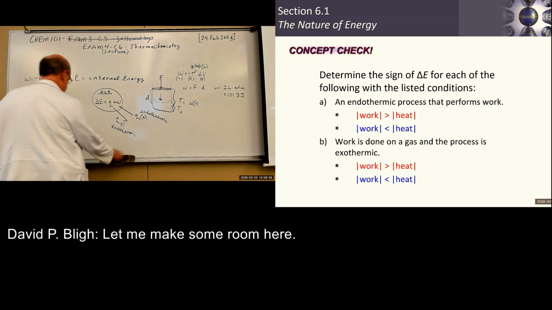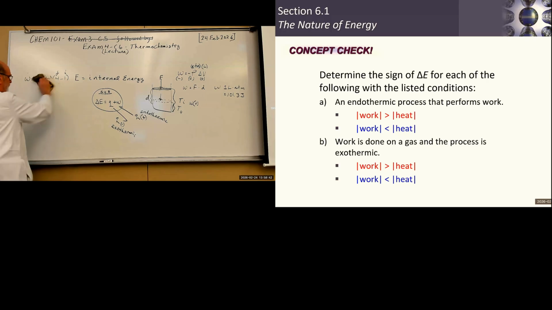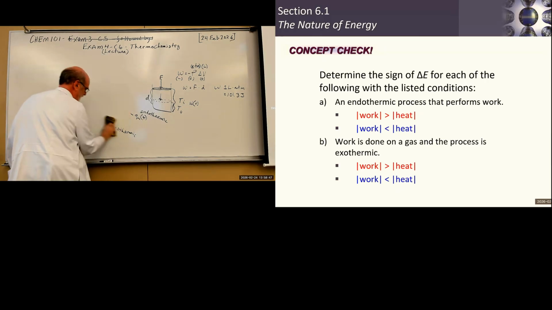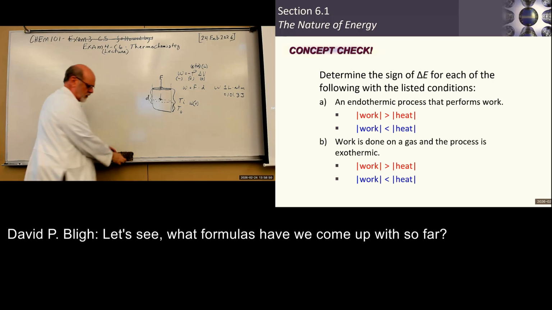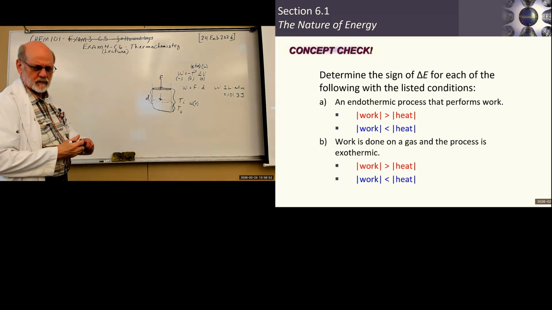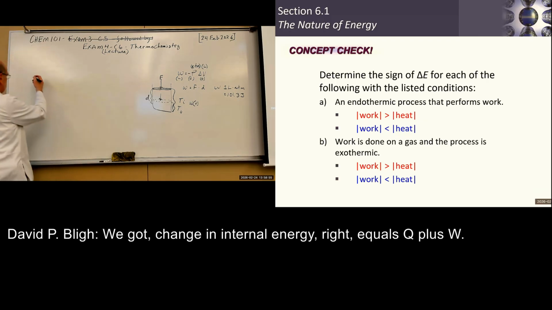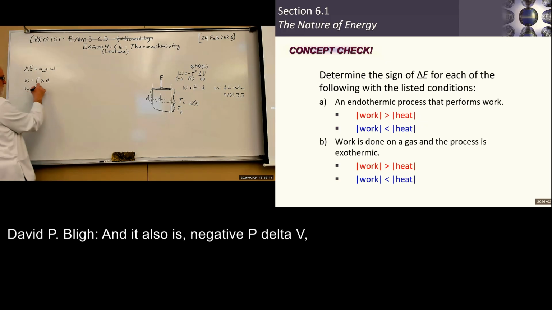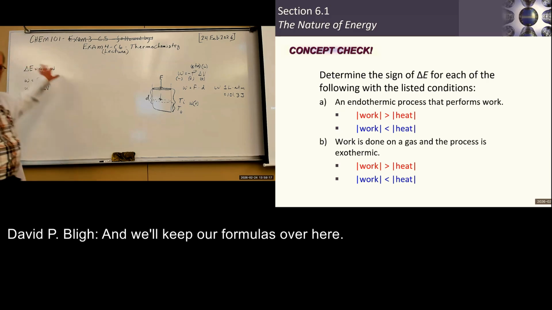Okay, let me make some room here. Let's see, what formulas have we come up with so far? We got change in internal energy equals Q plus W. And then we have W equals force times distance. And it also is negative P delta V. And we'll keep our formulas over here.